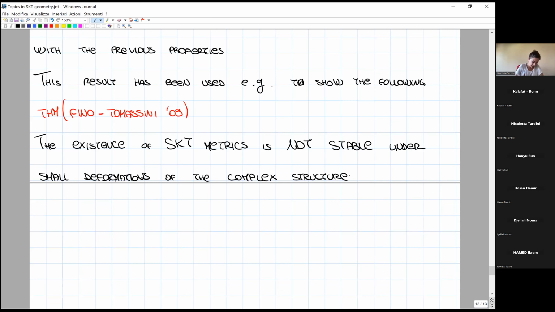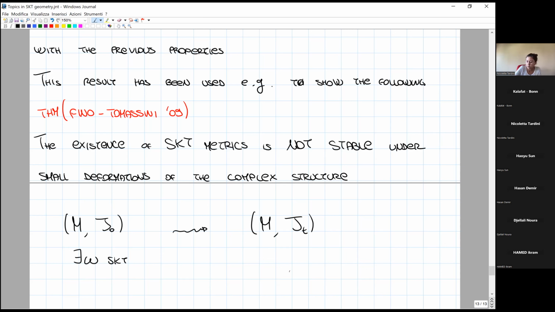What does it mean? It means that in general, you start with a compact complex manifold M, J_0, and suppose that there exists an SKT metric omega. Then you take the same manifold, M is fixed, but you consider a deformation of this structure. You can think of it as a holomorphic family of complex structures depending on a parameter t. Here, the differential structure is fixed, but you are moving the complex structure, moving a little bit, so these are small deformations. So t is varying in a small neighborhood of the origin in the complex plane, for instance.